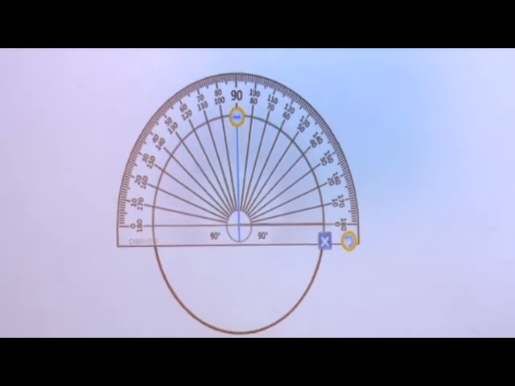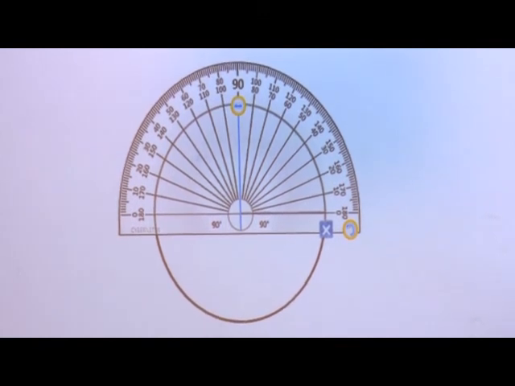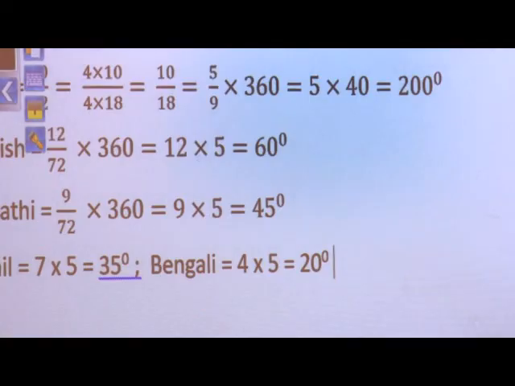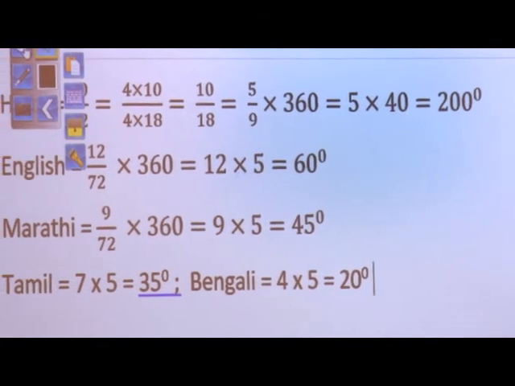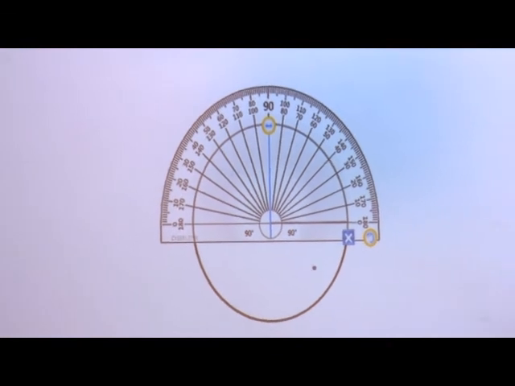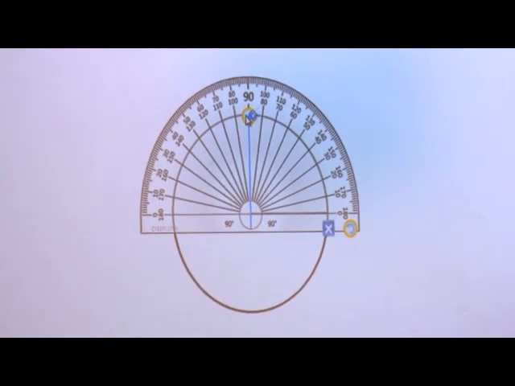Now Hindi 200 degrees. So it is very big. My protractor is giving me only 180 degrees at the max. So what can I do? I will go to the next one. English is 60 degrees. I will first take English. How much is it? 60 degrees. I will adjust this to 60 degrees.